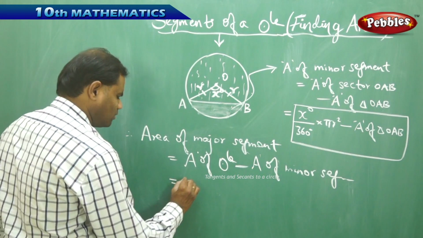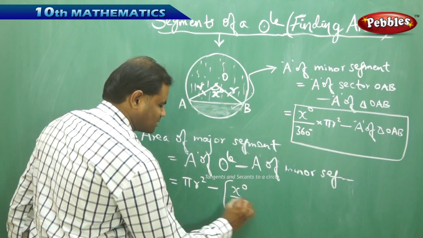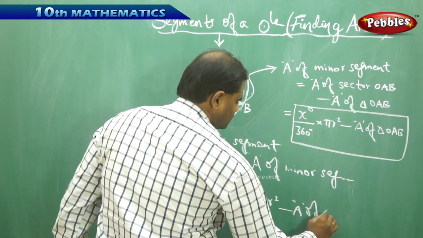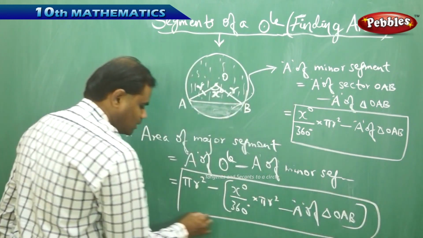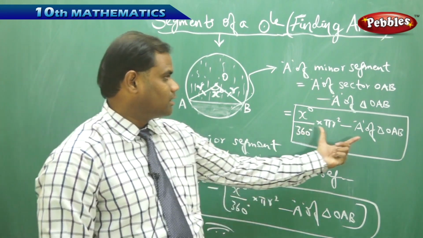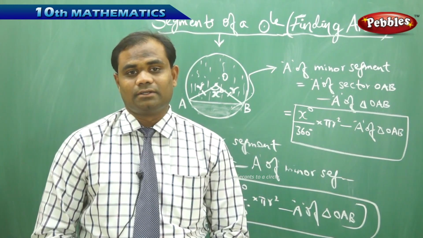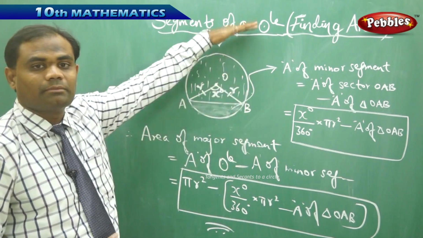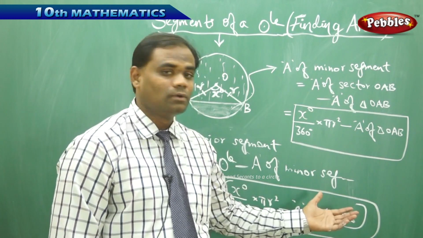But the area of the circle we already know is pi r square. Minus the area of the minor segment, which I already calculated to be x by 360 into pi r square minus the area of triangle OAB, is what I get as the formula for the area of the major segment. Therefore, with these two basic formulae for the area of the minor segment and the area of the major segment, connecting the circle and the triangle, we find for any situational problem where we need to find the segment which is minor and the segment which is major, finding the areas through the sector concept. This is how the formula is derived.